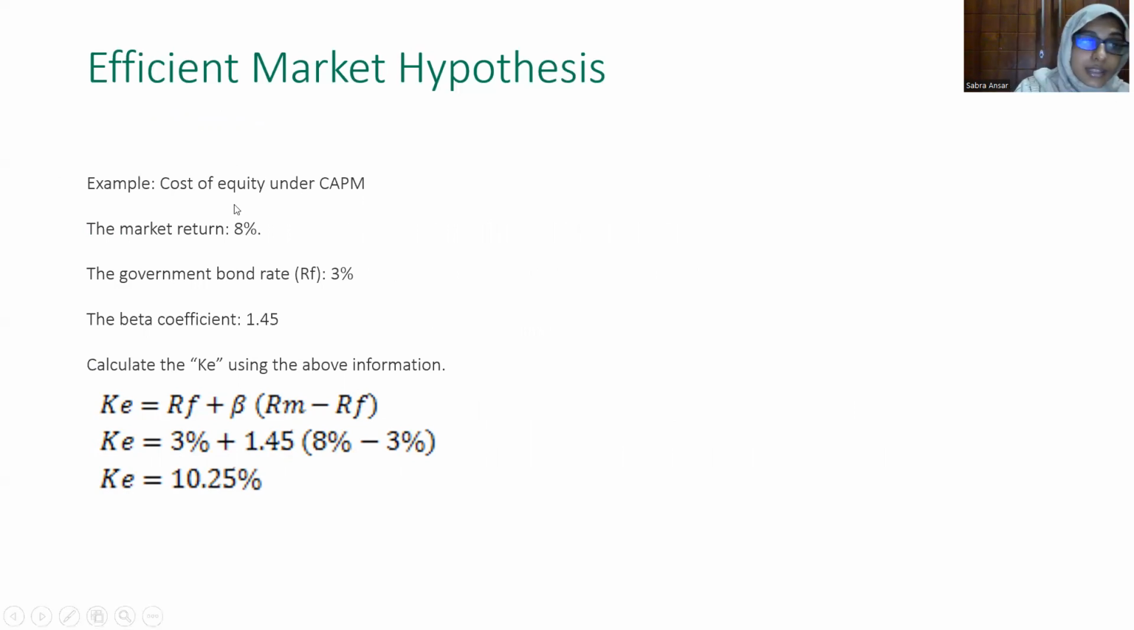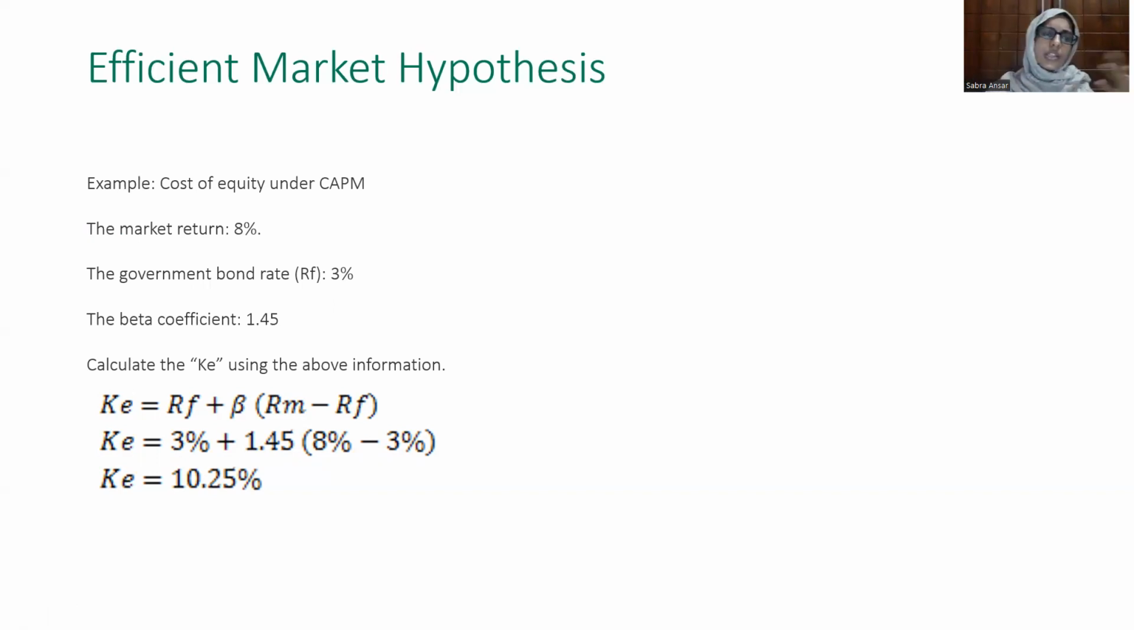So in the example, as you can see, the market return is 8%. The government bond rate is 3%. The beta coefficient is 1.45. Now, what is the government bond rate? Generally, the government bond rate is considered a risk-free rate. We need to understand that because it doesn't have much risk related to it.